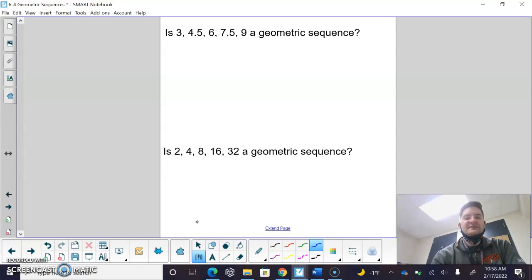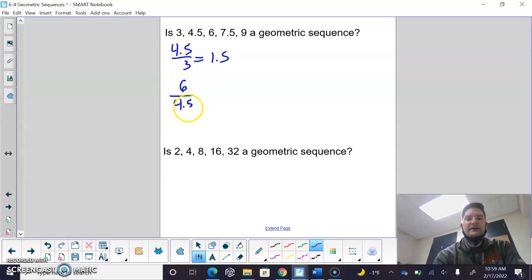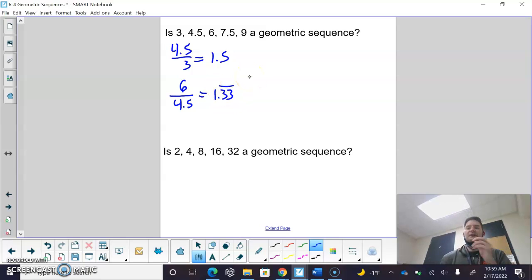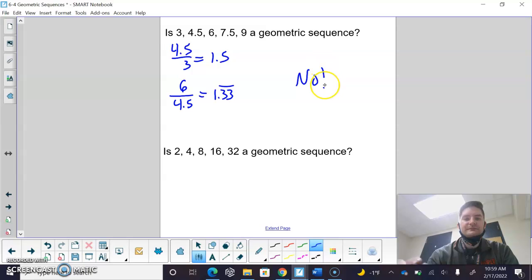Now we're going to do the same thing for these next two. So we're going to do 4.5 divided by 3. That gives you 1.5. But now watch what happens when we do the next one. 6 divided by 4.5 is 1.33 repeating. So you notice that this already is two different numbers. So this is not a geometric sequence.